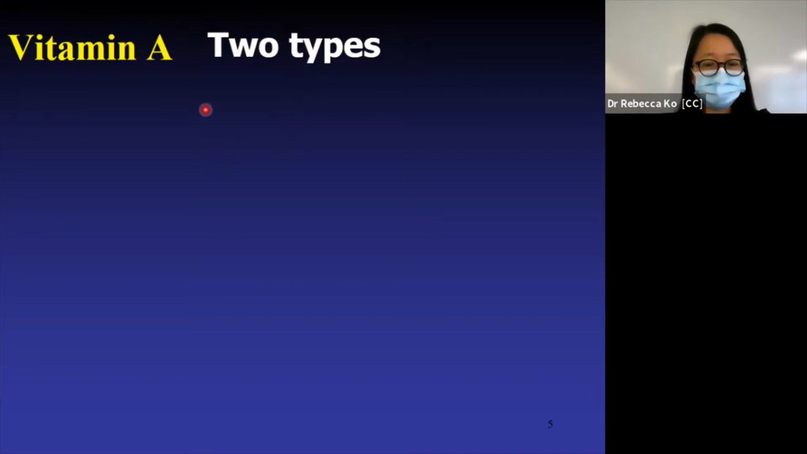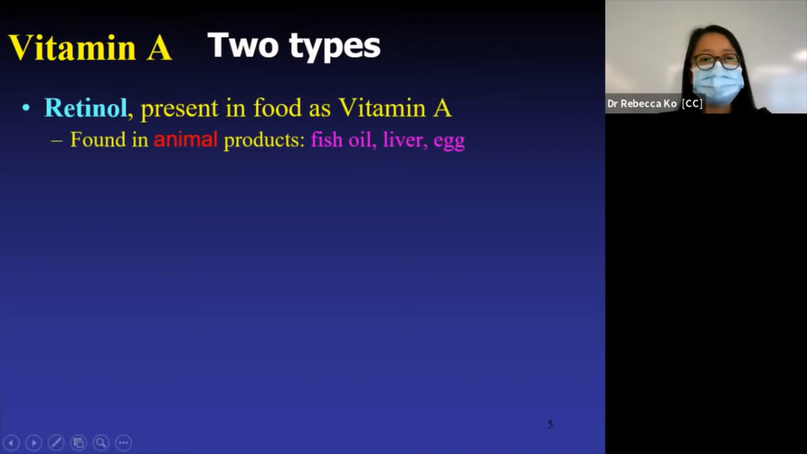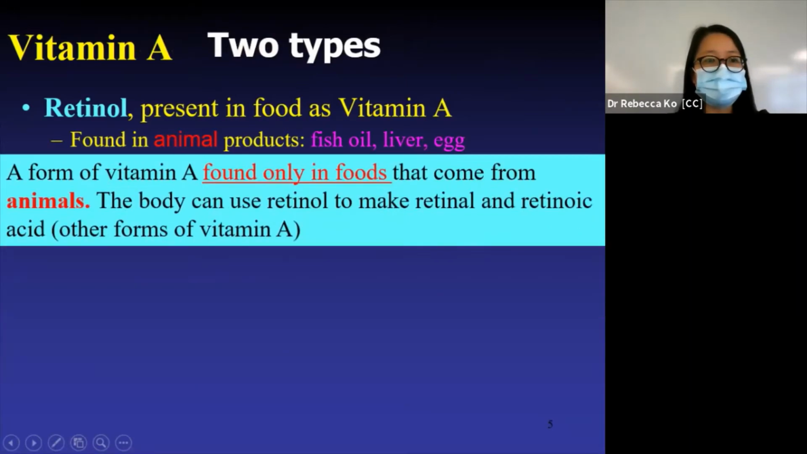And the first one is retinol. Retinol can be found in animal food. I would say retinol is a form of vitamin A that can only be found in foods from animals. The body can use the retinol to convert it into retinal and retinoic acid, and these are other forms of vitamin A.